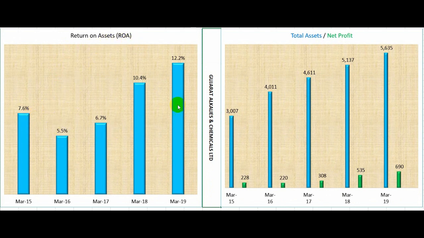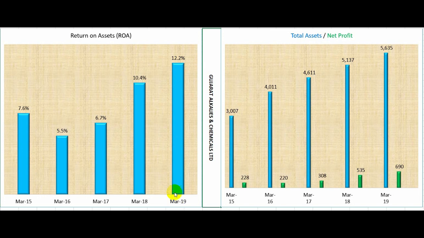Here too we want it to be as high as possible. This is calculated by comparing the net profit against the total assets employed. Total assets is the total balance sheet size. What is the asset side total or liability side total? That is the total assets in this case. And we want to see how much net profit the company managed to earn on its balance sheet size. Again, it is the same trend, an upward moving trend.